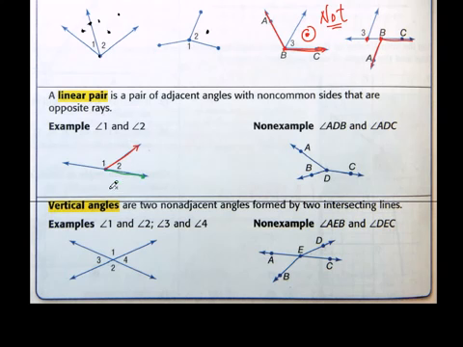They're opposite rays. The non-common sides, this green one here and this green one here, are the two sides of those angles that are not common with each other. Okay, and they're opposite rays. So guess what we have? We got a linear pair. Now that's a pretty confusing definition, to tell you the truth.